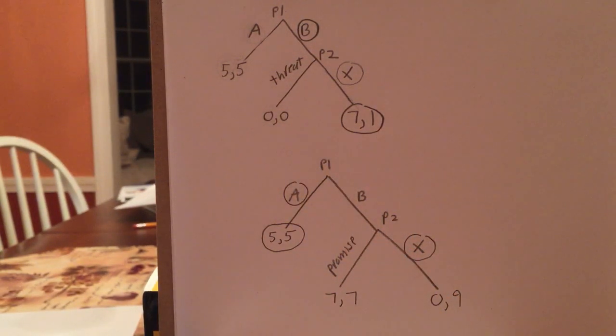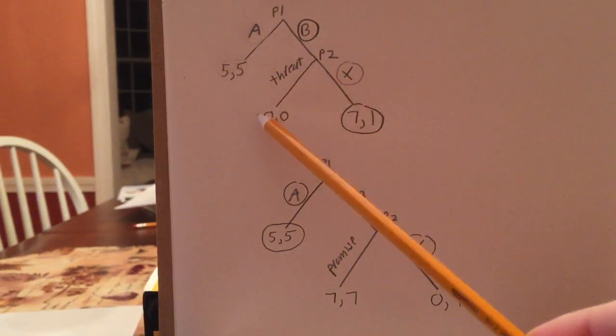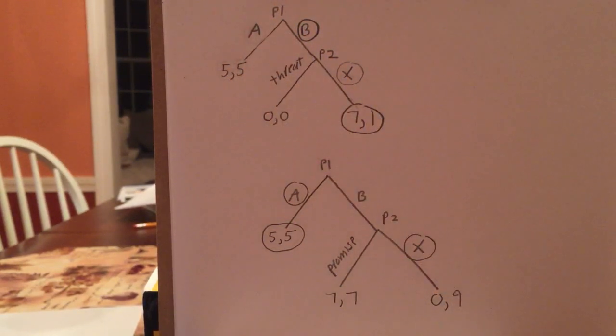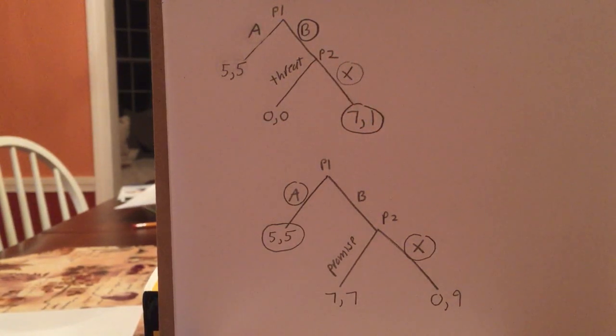And indeed, if player 1 believed the threat, player 1 believed that B would be met with threat, player 1 would play A, and that would make player 2 much better off. So it is in player 2's interest to convince player 1 that her threat is credible. But if player 2 is rational, and it's common knowledge that player 2 is rational, the threat isn't credible, because once player 2 gets a chance to move, player 2 will pick X.